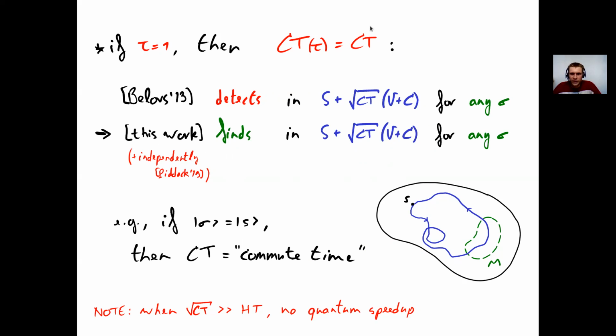Now, as an example of this generalized commute time, that's also why I call it generalized commute time. If sigma is localized on a single element, then CT, this generalized commute time, is actually the normal commute time, which corresponds to the expected time to go from S to a marked element and back to S. Now, I'll note that a classical algorithm has complexity hitting time from S to M, whereas we get square root of the commute time from S to M. So it is possible that our quantum algorithm is actually slower than the classical algorithm in certain cases. And in these cases, of course, we do not get a quantum speedup.